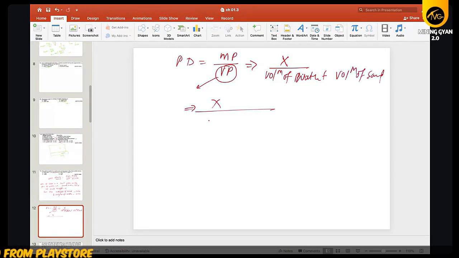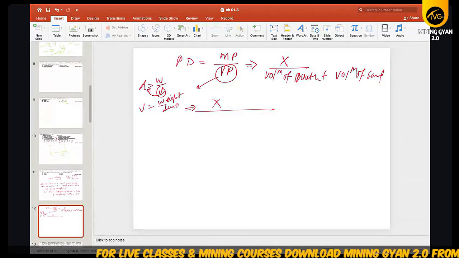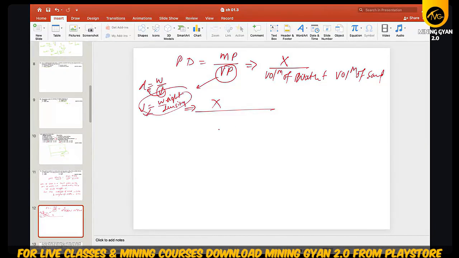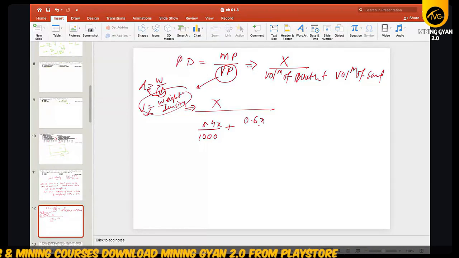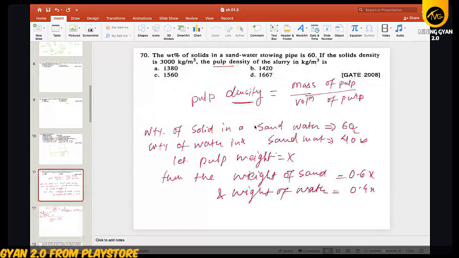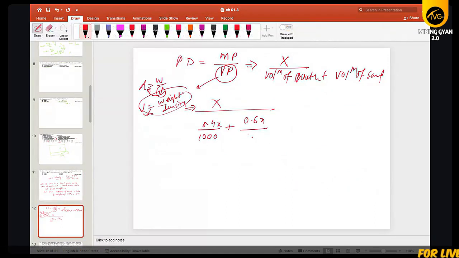So x divided by the volume of water. Density equals weight by volume, so volume is weight by density. If we take the volume of water, we know the density of water is 1000. The weight of water is 0.4x, the weight of sand is 0.6x, and the density of sand he has given us is 3000.